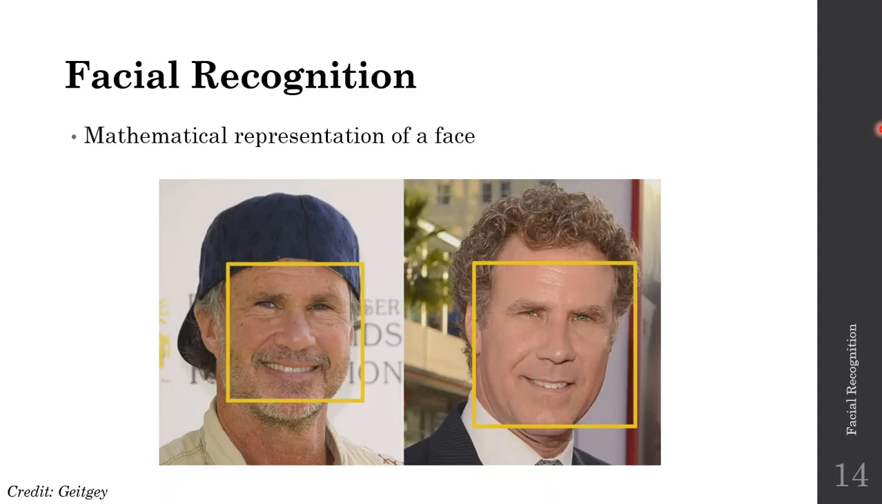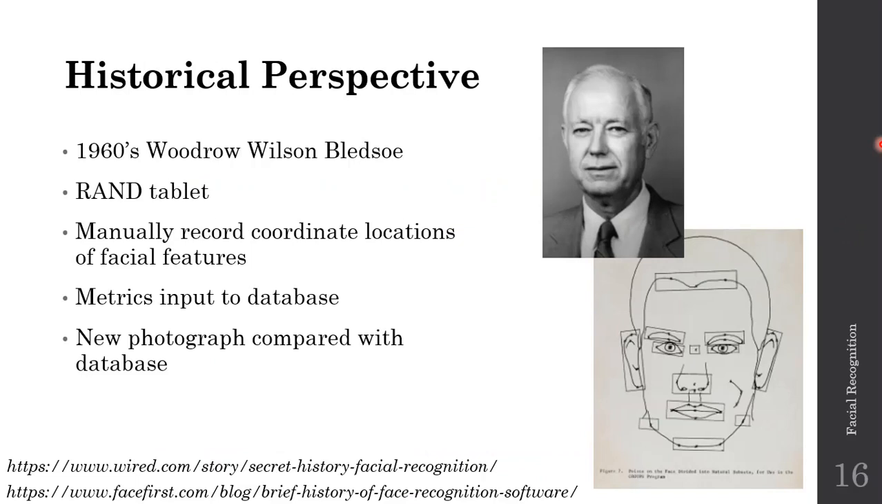At its core, facial recognition is a mathematical representation of a face. And because we all have unique faces, we therefore have unique mathematical representations that define our facial features. The first person widely credited with using this mathematical approach was Woodrow Wilson Bledsoe in the 1960s. Bledsoe developed a system that could classify faces by hand, so this was a manual process, using a RAND tablet. This was a device where people would input the horizontal and vertical coordinates of certain facial features on a grid system. These metrics were then input to a database, and then each time a new photograph could be compared with the information in the database.